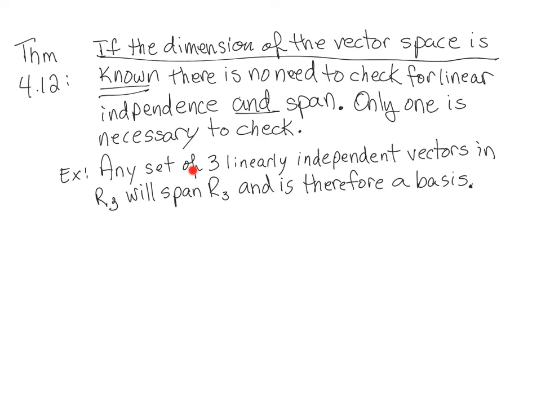For example, any set of 3 linearly independent vectors, but this is a big statement, by the way. Any set of 3 linearly independent vectors in R3 will span R3 and is therefore a basis because it spans R3 and they're linearly independent. And that comes just from knowing that there are 3 vectors in the basis of three-dimensional space.